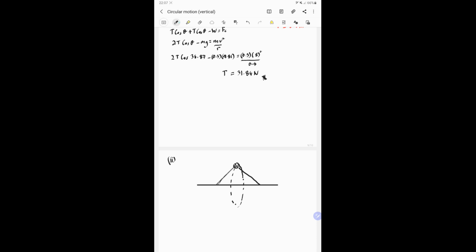First, we need to identify all the forces exerted on the body. So what do we have? W, tension, also tension. And remember, tension should be out of body. See, this is tension, out of body. Tension, still the same.